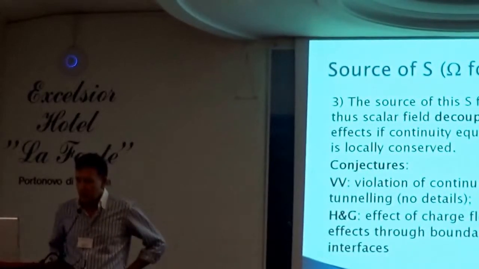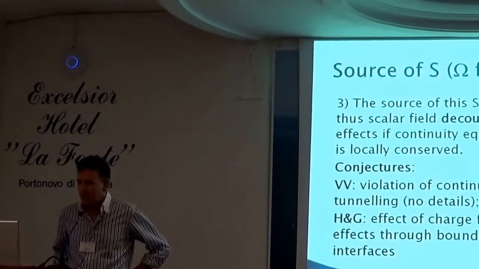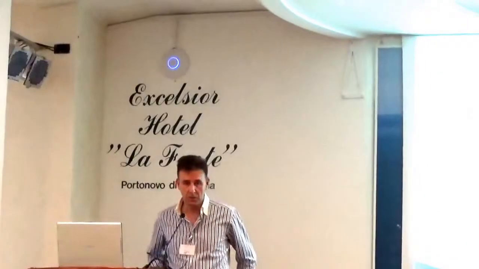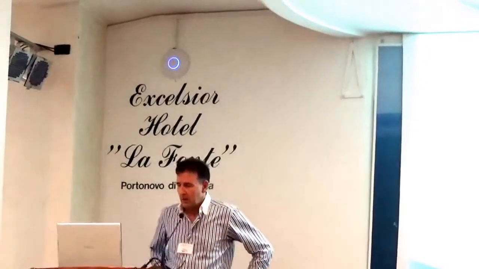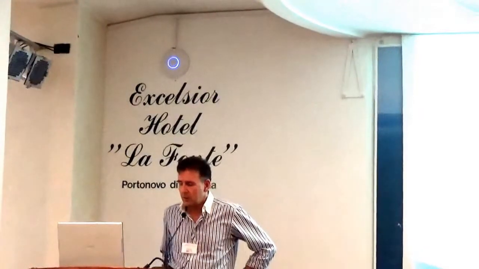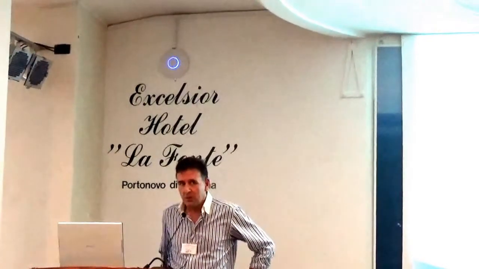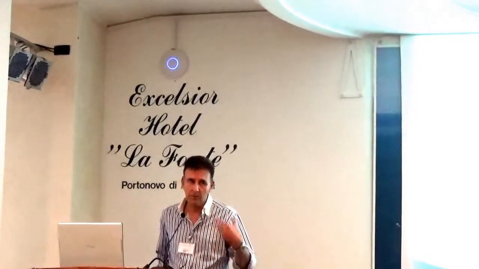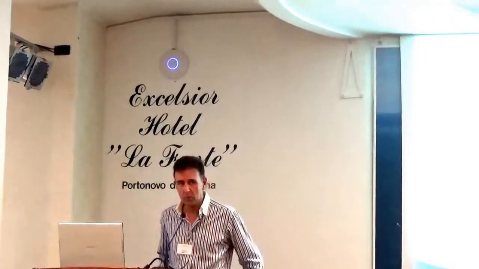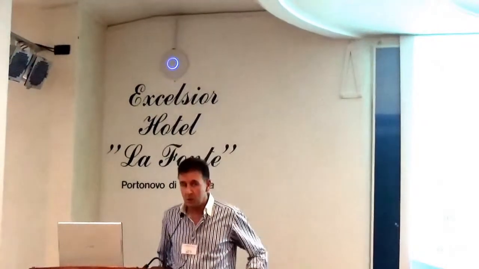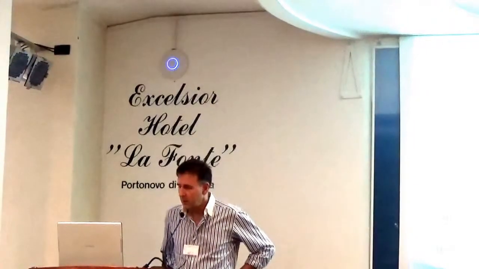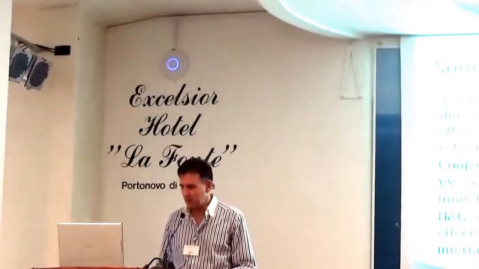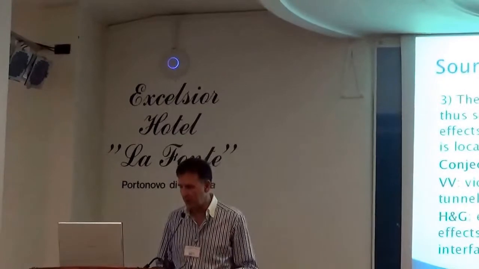And so Van Vlaenderen speculated that there could be a violation of continuity in coherent tunneling, but he gave no details about this. And Hively and Giakos speculated that there could be an effect maybe of charge fluctuation, so charge conservation could be just an average property, but the fluctuations could have an effect on this generalized Maxwell theory, or possibly indirect effects, for instance, at boundary conditions, at interfaces between materials, and so on.